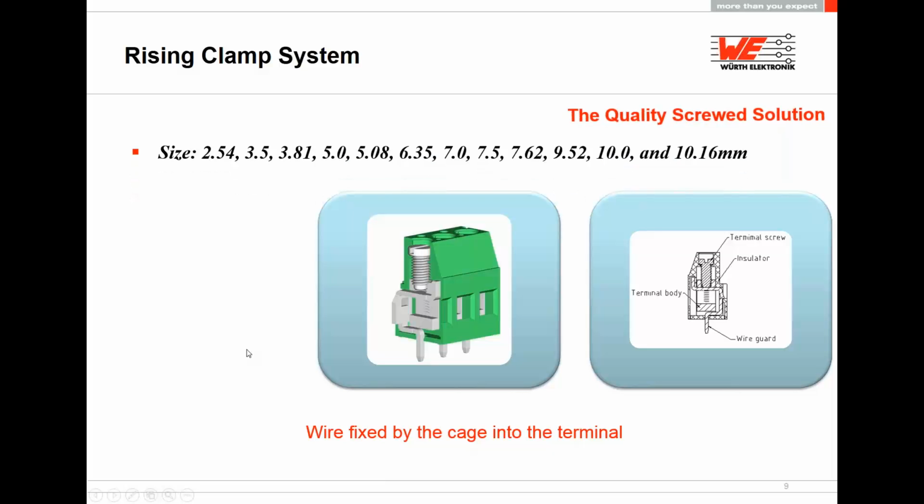As you see here, we have a lot of pitches from 2.54 up to 10.16 millimeter. The wire gauge up to 10. Rated current up to 40 amps. And number of positions up to 12 positions.